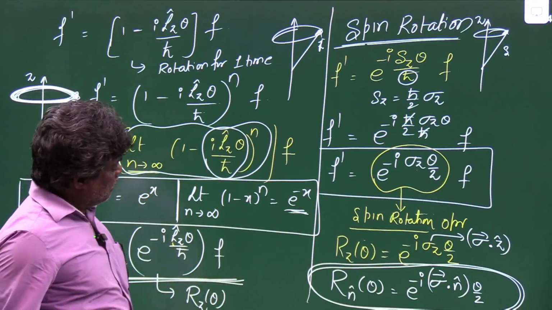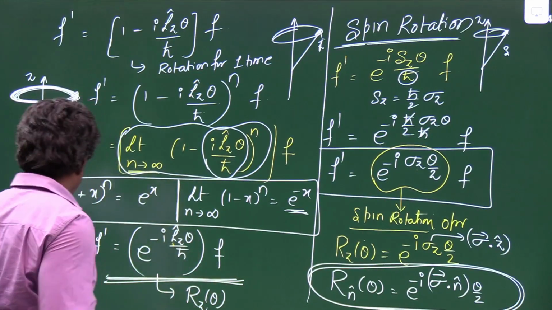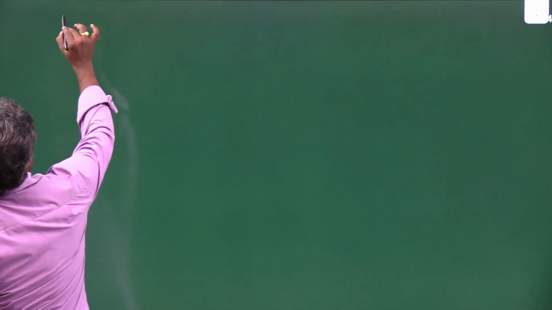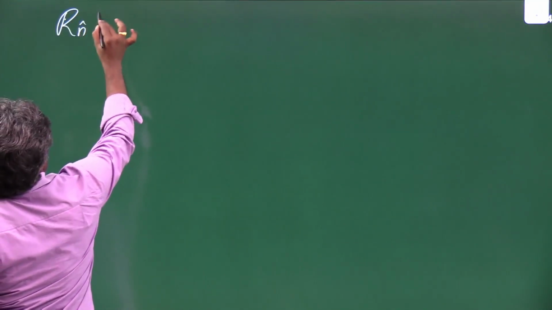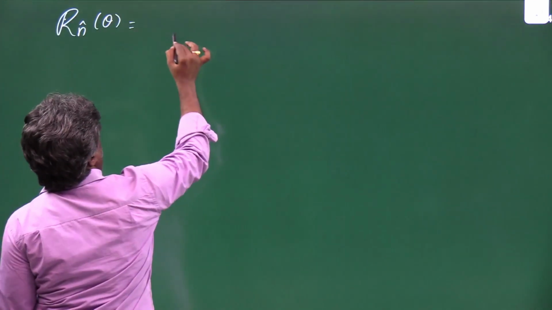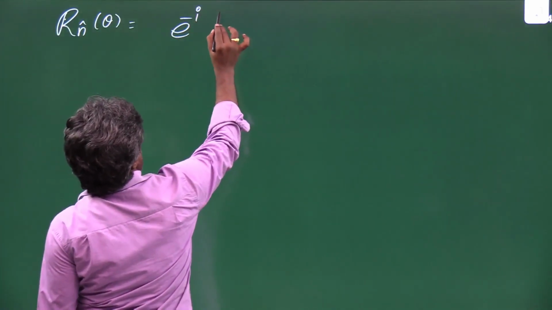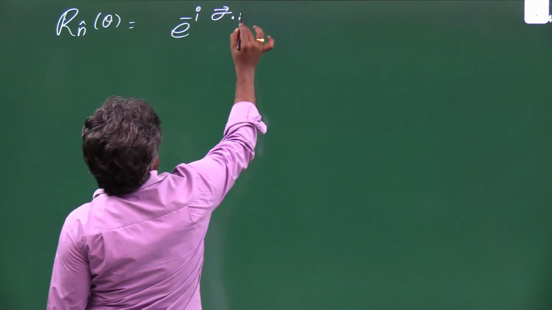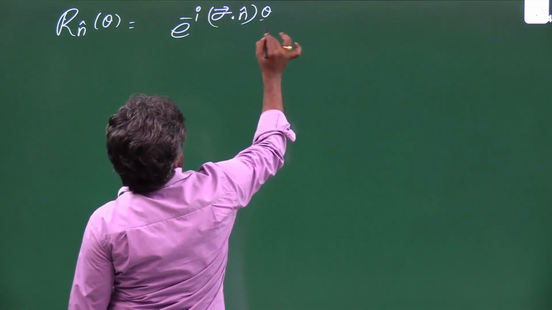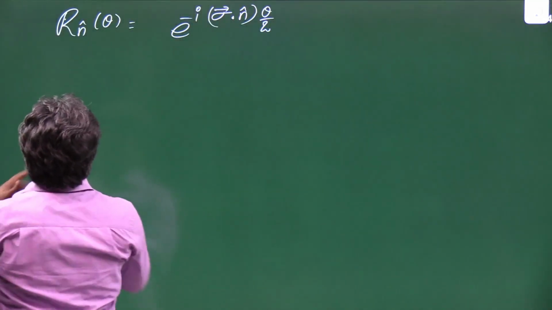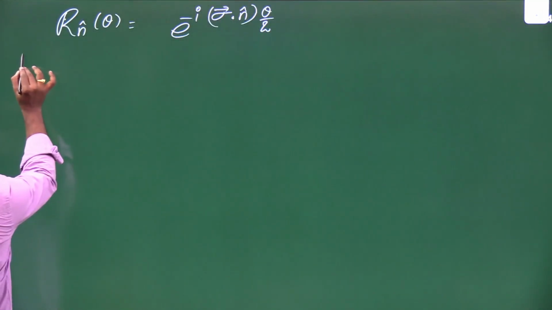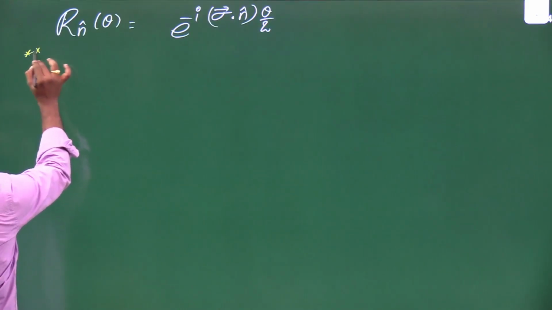Is it okay? Yes sir. Right. So finally we got rotation about an arbitrary direction n cap by theta equal to e raised to minus iota sigma bar dot n cap into theta by 2. It's okay sir? Right. Now listen, here one more small derivation is there sir, one more small thing we need.